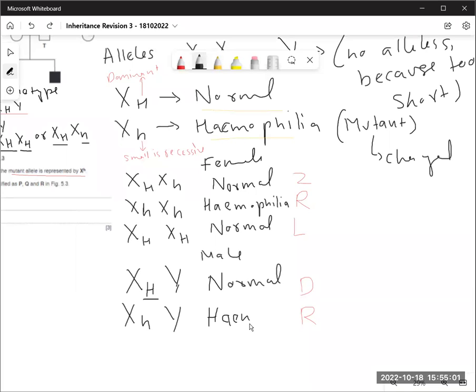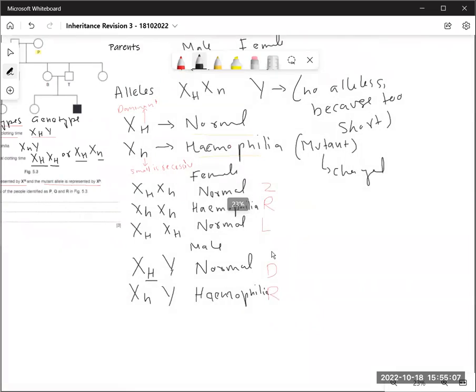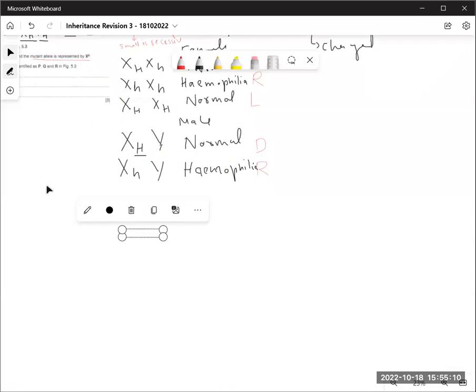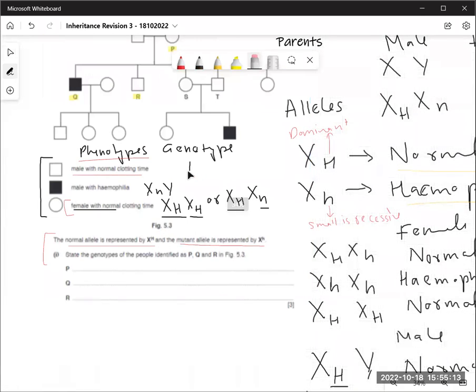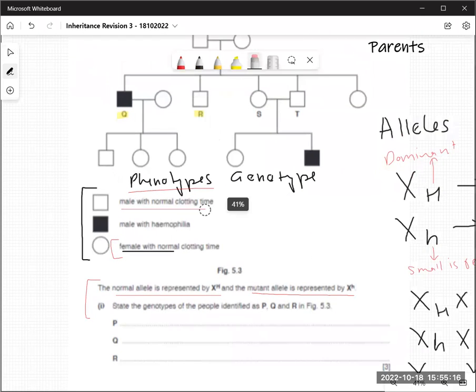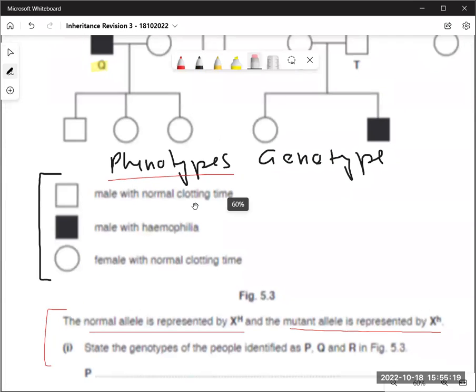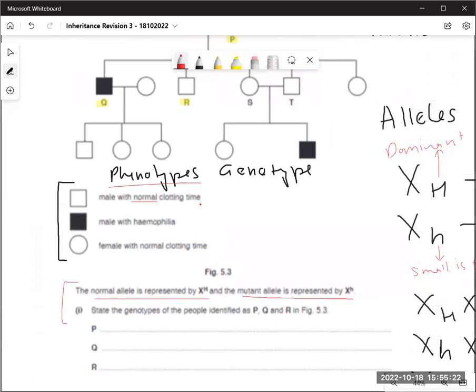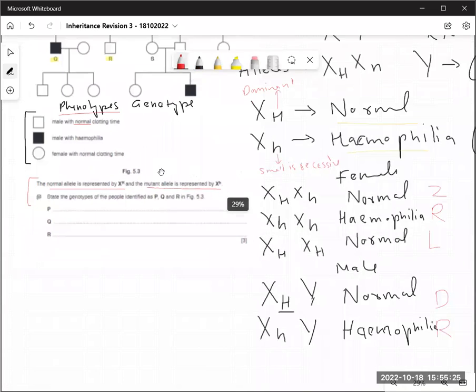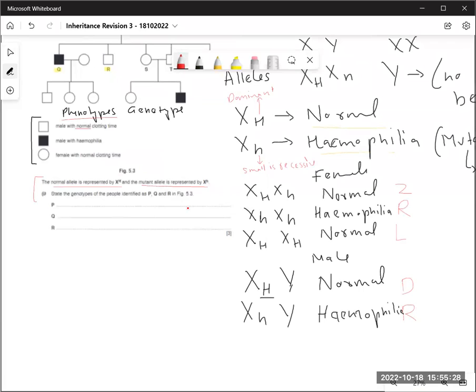Okay. Now, from this chart which I've made for you, I want you to tell me the possible genotypes for male with normal clotting time, or normal. So what are the genotypes for normal male? Look at the table here and answer. Genotype for normal male. Diana, tell me. Rachit, the next two I want you to answer in the chat: the genotype for male with hemophilia and female with normal clotting time. What are the possible genotypes?